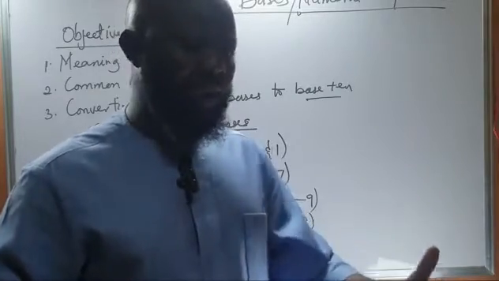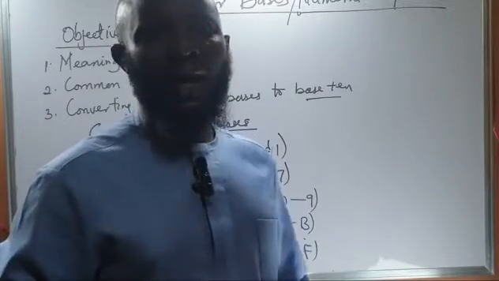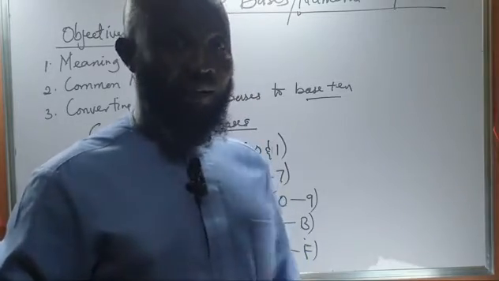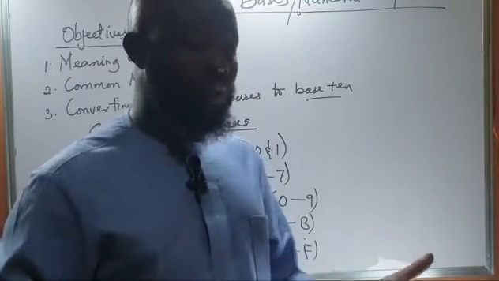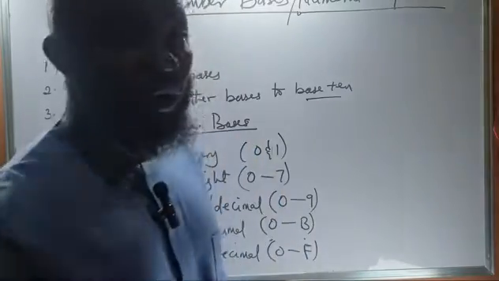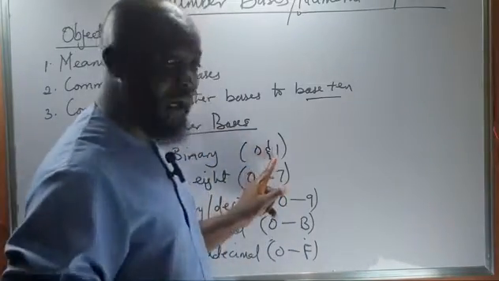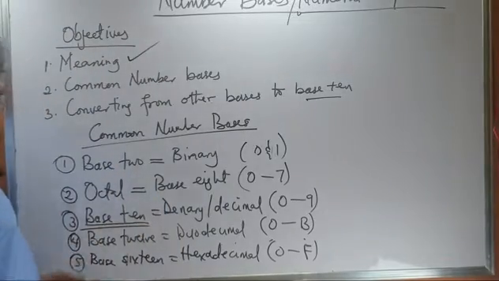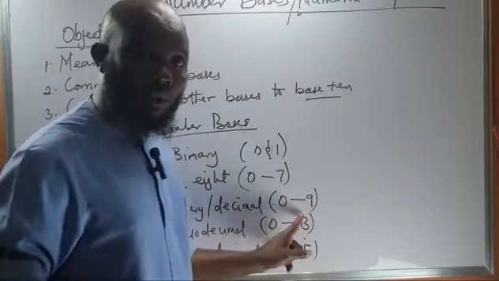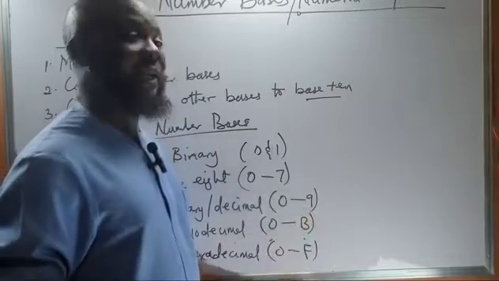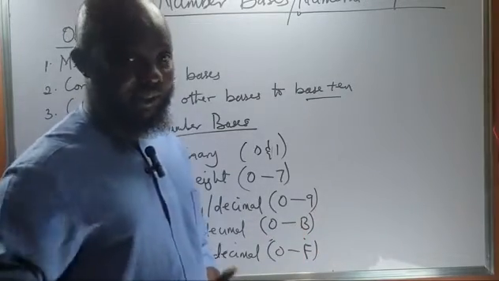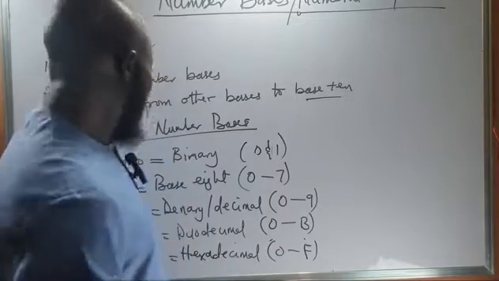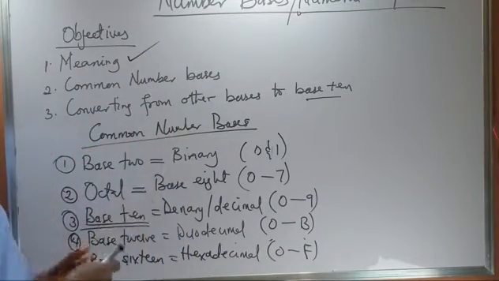So if you are now dealing with base 12, what will be the highest digit there? That is 11. 12 minus 1, 11. Right? So if you are dealing with base 2, the highest digit will be 1. That's why you have 0 and 1. And if you look at base 10 here, the highest digit we have there is 9. You can't have 10 as a single digit in base 10. Hope I'm making sense. So that is that on the common number bases that we have.